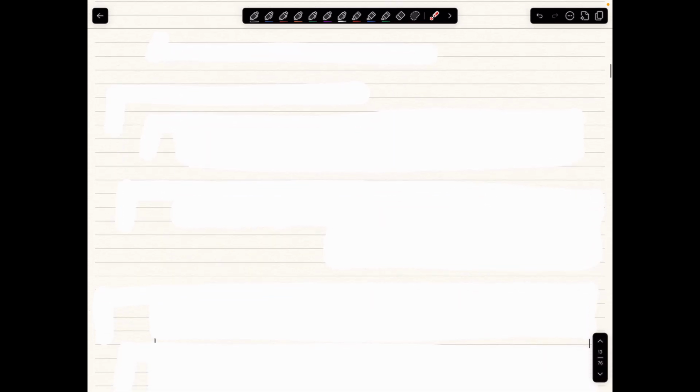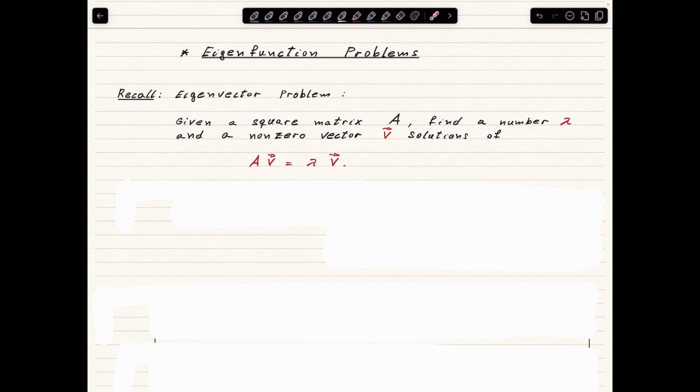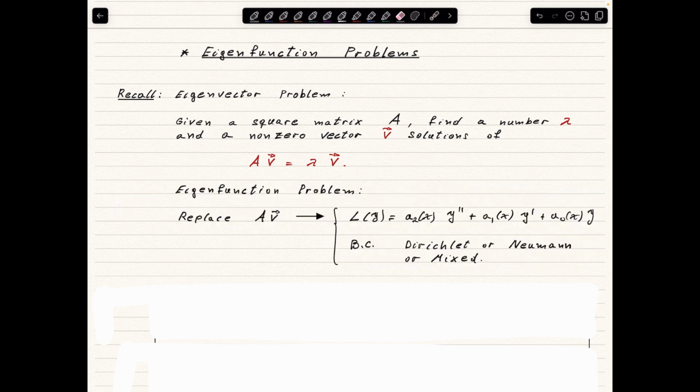Okay, what is an eigenfunction problem? To understand a little bit better what an eigenfunction problem is, let's recall what an eigenvector problem was. An eigenvector problem is, given a square matrix A (we usually work with 2 by 2, but any square matrix A), find a number lambda and a non-zero vector V solutions of this equation. The equation says that the action of the matrix on a vector is proportional to the same vector.